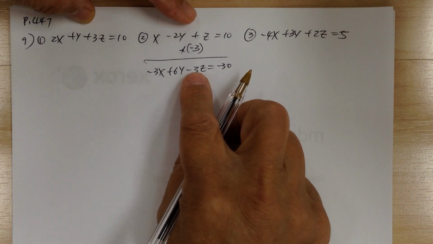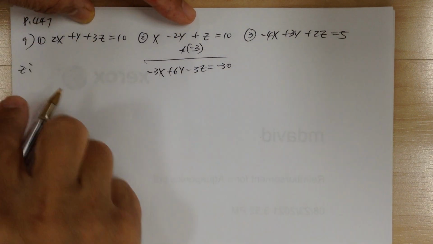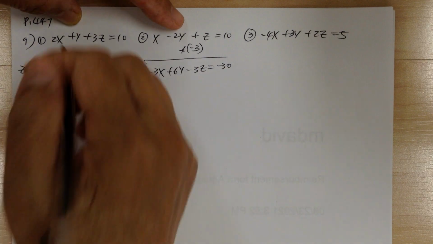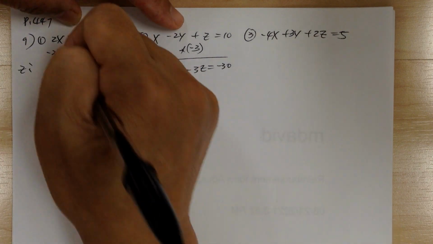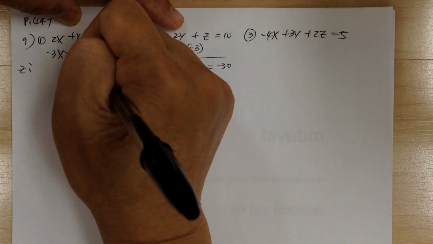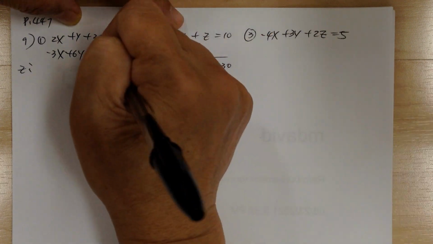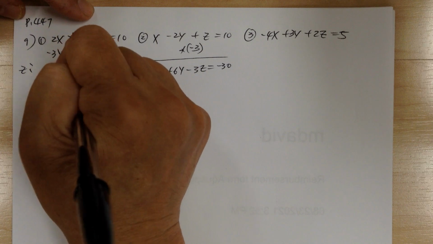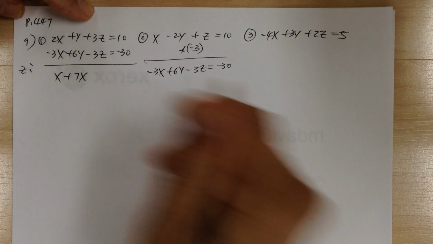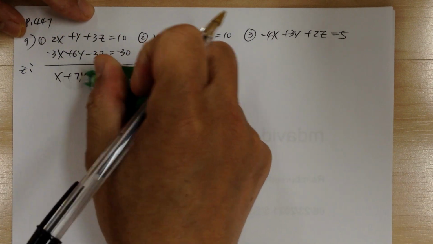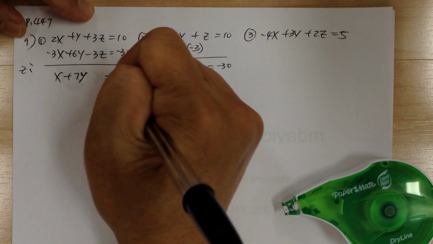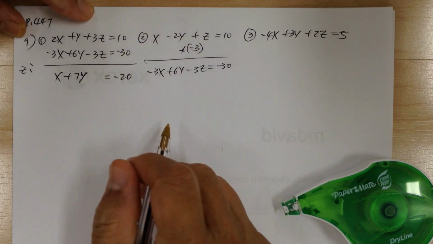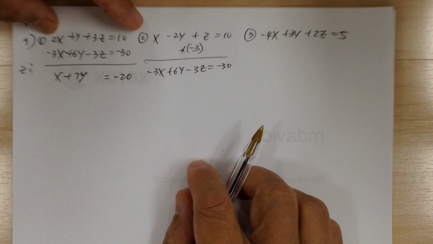Okay, I'm trying to use this 2. So I'm going to do the z first. Then I'm going to put this under here. So I got negative 3x plus 6y minus 3z equal to negative 30. So when I add, I get x plus 7y equal to negative 20. Okay? So I use these two, I use 1 and 2.